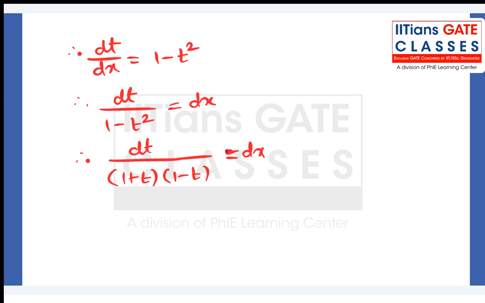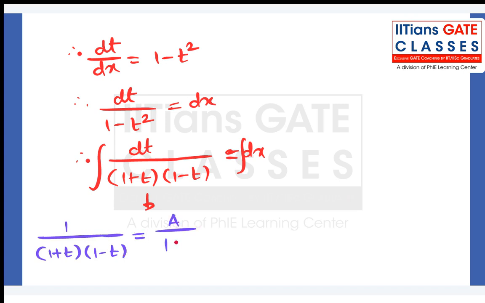Okay, now you can use partial fractions to further solve this, because on the RHS you can just do integration with respect to x, but on the LHS, you have 1 by 1 plus t into 1 minus t, right? So you are supposed to use partial fractions here. So how do you do that? In that case, basically you write this 1 by 1 plus t 1 minus t equal to a by 1 plus t plus b by 1 minus t, and then solve for a and b. You'll get two equations, two unknowns.